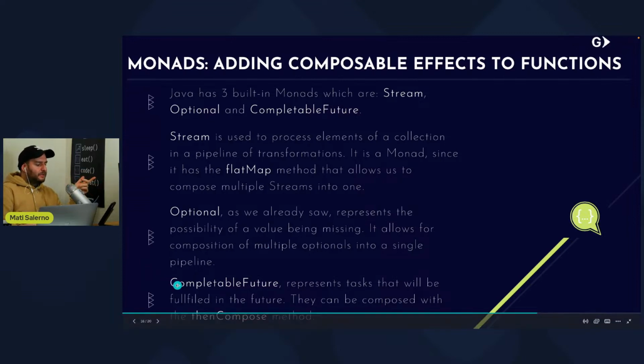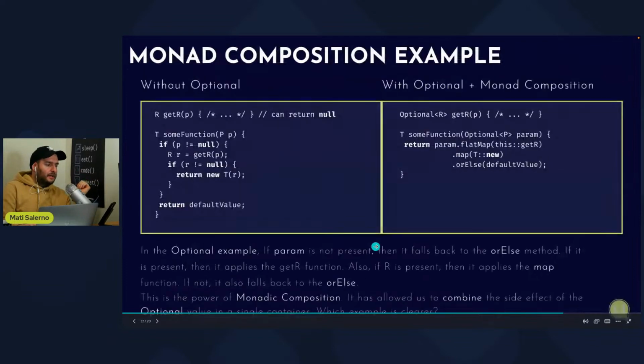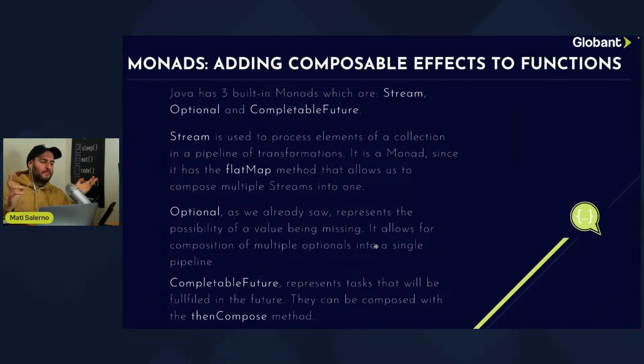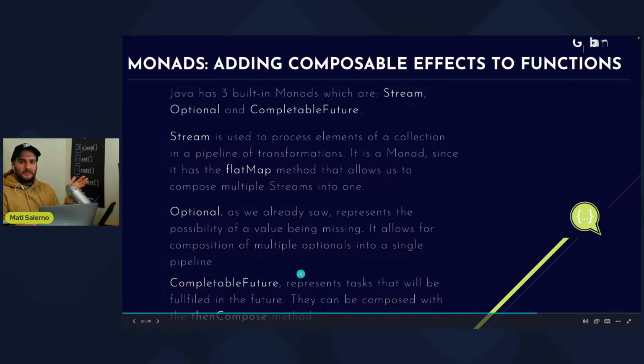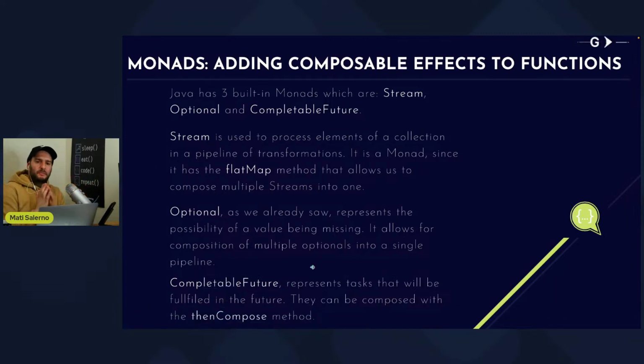And then CompletableFuture, it's another monad, and it doesn't have the flatMap method, but it does have the thenCompose method, which is the same as flatMap. So CompletableFuture is a monad, a structure that is used in Java to create asynchronous tasks. I don't know if you heard about asynchronous tasks, but basically asynchronous tasks are a way of running things in the future without waiting for them to happen.